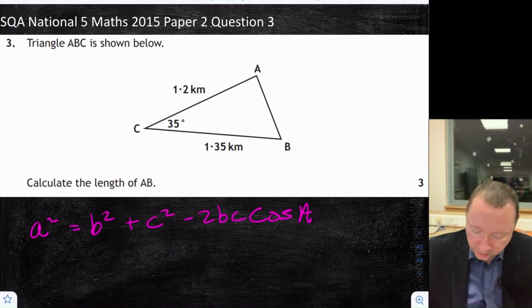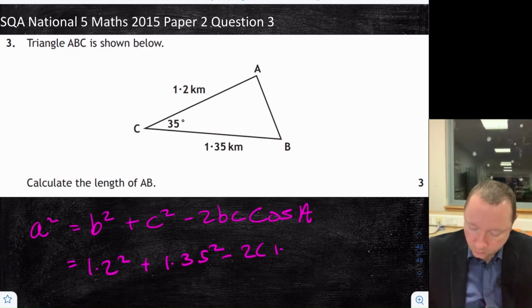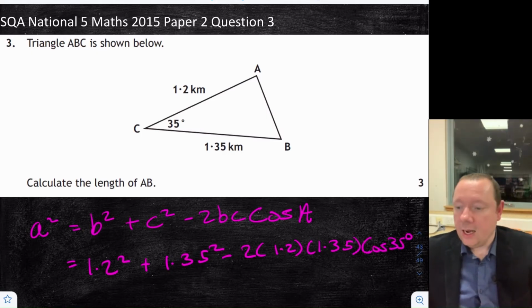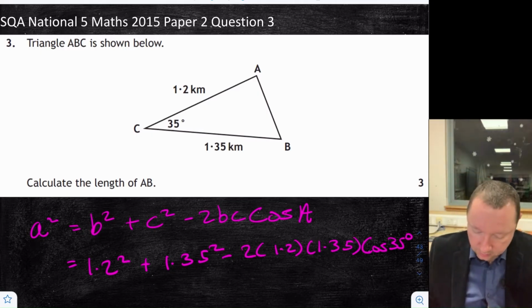So I can immediately just say that I've got 1.2 squared plus 1.35 squared minus 2 times 1.2 times 1.35 times the cos of 35 degrees. And if you can get that far, you get a mark. So remember, that's squared. I'm just calling this A to be clear.